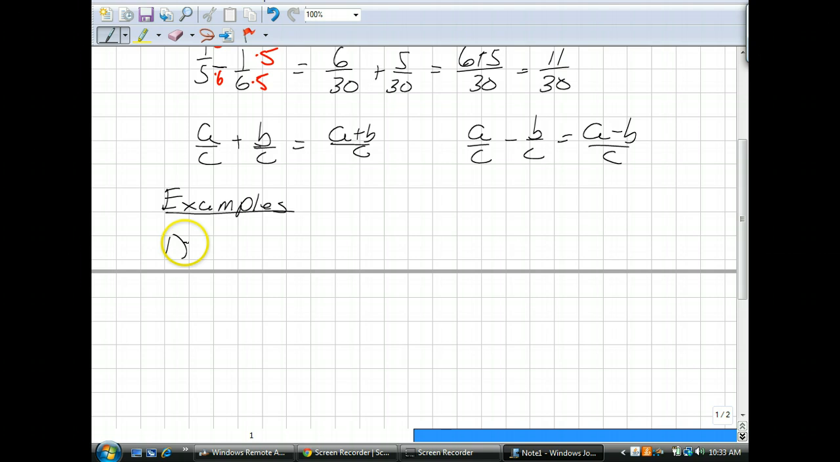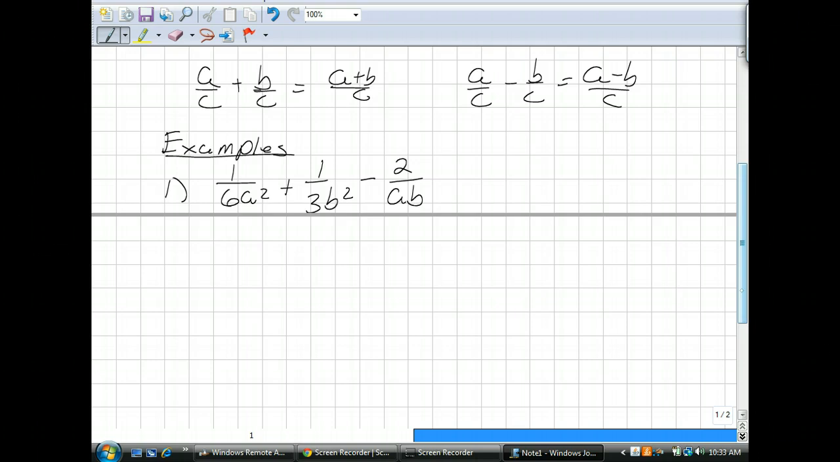Number 1, let's say I have 1/(6a squared) plus 1/(3b squared) minus 2/(a times b). Well, my first goal would be to find a common denominator. So the common denominator, the least common multiple of 6a squared, 3b squared, and ab, is going to be 6a squared b squared. So my first goal is to get each denominator to look like that.